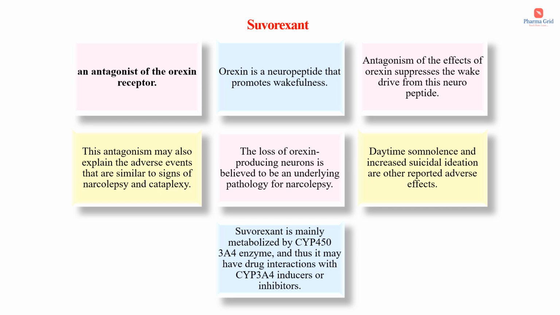This antagonism may also explain the adverse events that are similar to signs of narcolepsy and cataplexy. The loss of orexin producing neurons is believed to be an underlying pathology for narcolepsy. Daytime somnolence and increased suicidal ideation are other reported adverse effects. Suvorexant is mainly metabolized by cytochrome P450 isoenzyme CYP3A4, and thus it may have drug interactions with CYP3A4 inducers or inhibitors. Okay, so we have completed this chapter.